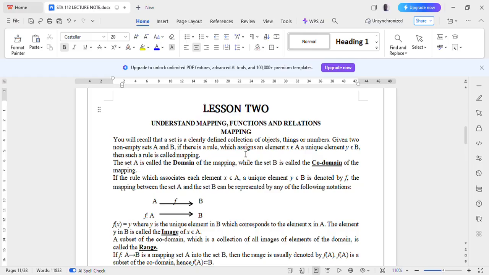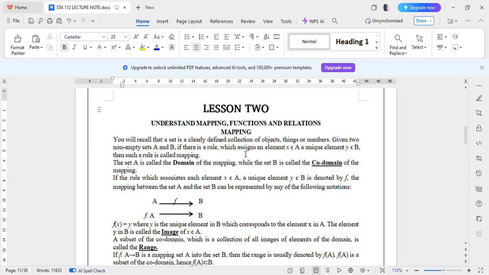Today, as I said, we are looking at lesson 2. Don't forget we have about 5 to 6 series or modules for this lecture. So lesson 2 is understanding mapping, functions, and relations.